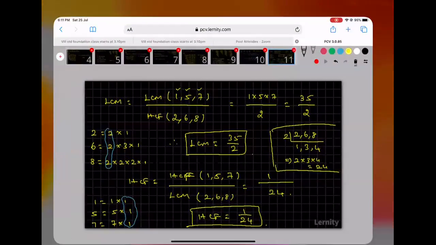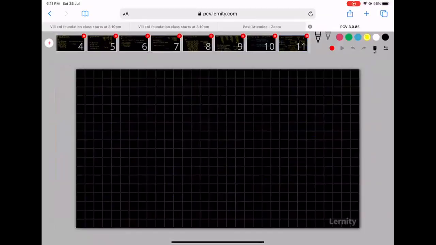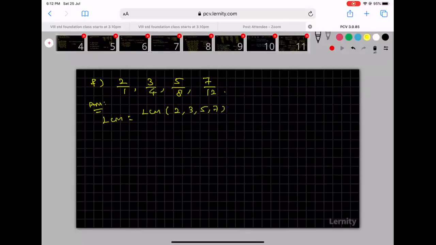Okay, I will move to next slide. Next problem is problem number F: 2 by 1, comma 3 by 4, comma 5 by 8, comma 7 by 12. This is the problem they have given. Now I want to find the LCM. LCM means LCM of the numerator 2 comma 3 comma 5 comma 7 and the HCF of the denominator 1 comma 4 comma 8 comma 12. This is my denominator.